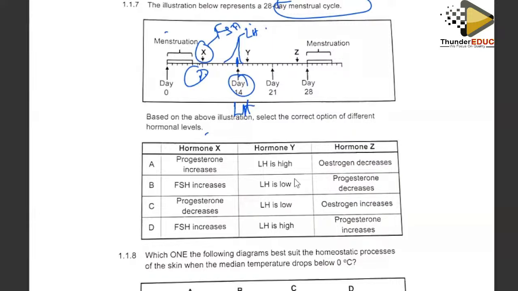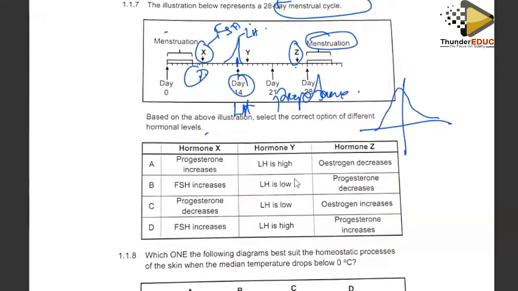Then we have hormone Z. The hormone which comes after day 14 is progesterone. Why are they putting it here? If you are pregnant... because now we are saying menstruation, it means that this person was not pregnant. So after day 14, luteinizing hormone was like that, and then progesterone was very low, then it increased. But because the person was not pregnant, it decreased again. You understand? Let's go and find out.